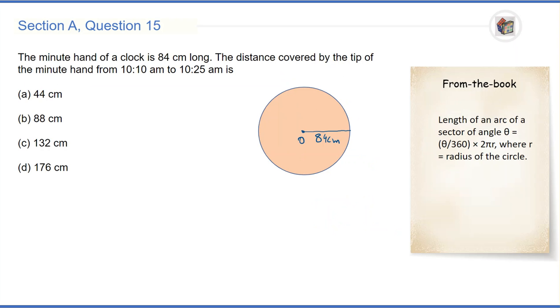Question number 15. The minute hand of a clock is 84 centimeters long. So this is a clock that I've drawn, and this here is the minute hand. I've also written the length.